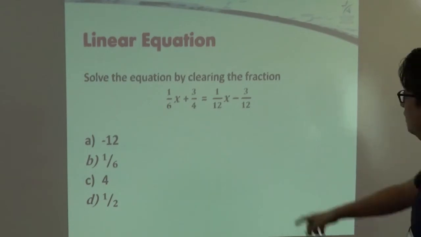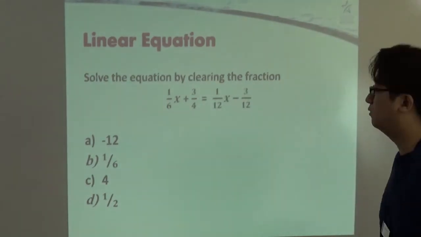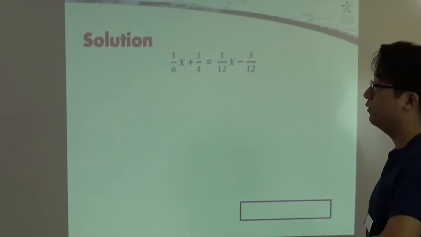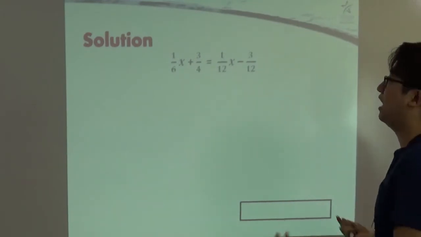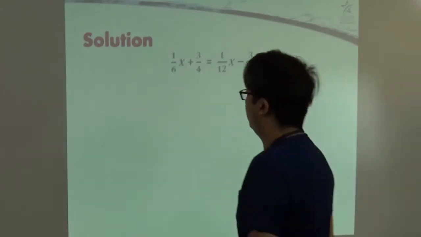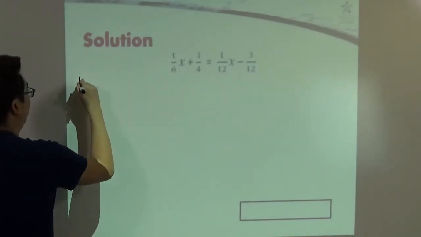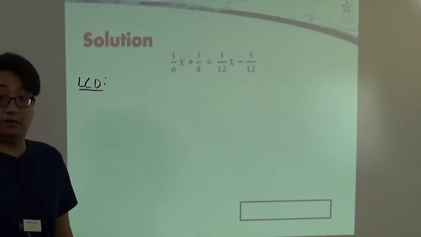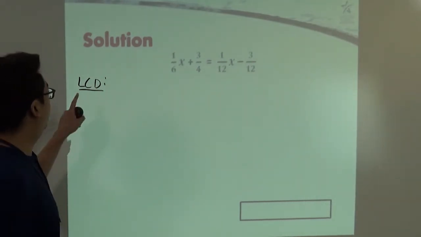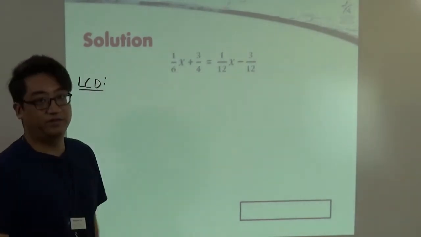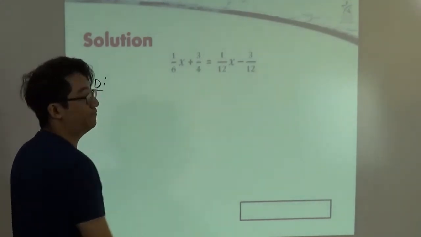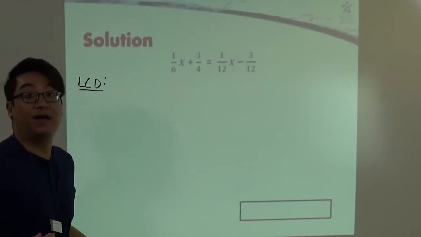So the key thing is saying clearing the fraction. So let's see what we do in order to clear the fraction. First thing we do, before we clear the fraction, is find something in common between all the fractions. The thing in common is called the LCD, the least common denominator. It means the most common denominator between our denominators, our bottoms. So if we look at the denominators, 6, 4, and 12, we want to find a number that can be divided by all those numbers.